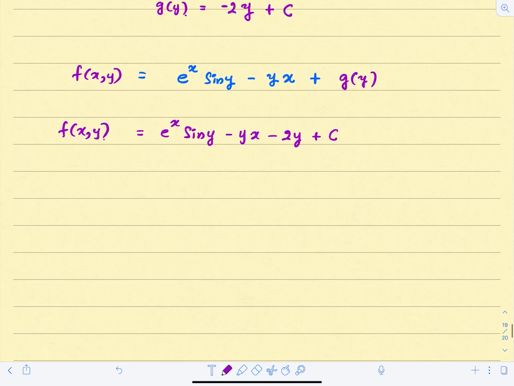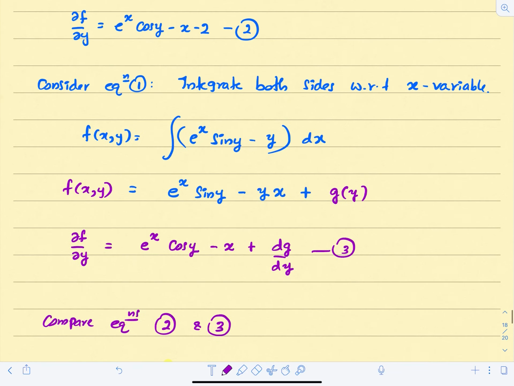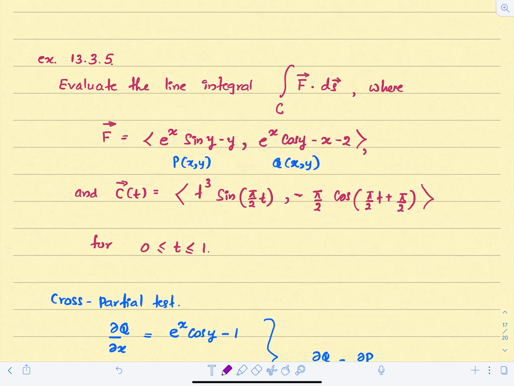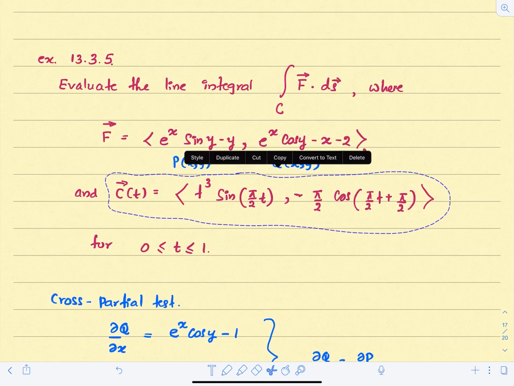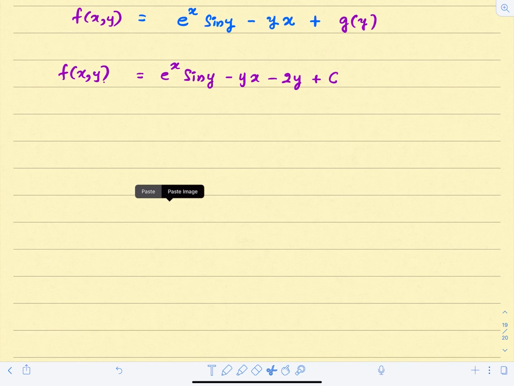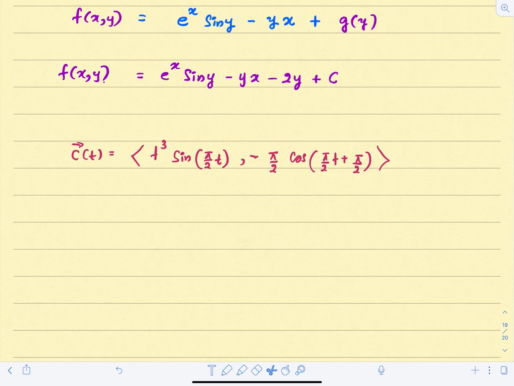So now, next what we need is the coordinate of the initial point and the terminal point. To get that, we go back to this parametric equation, and note that t goes from 0 to 1. To figure out the coordinate of the initial point and the terminal point, we substitute the two terminal t values. So if t equals 0, you will get the initial point.